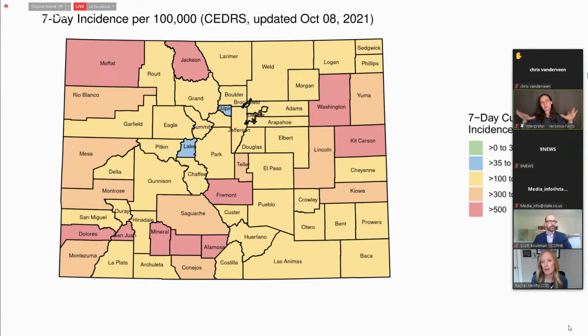And even within this variability by region, we also see variability in each of these counties and whether cases are occurring predominantly among children versus adults. So lots of complexity in the data right now, lots of really epidemics within the epidemic occurring here in Colorado. And with that, I'll hand it over to Director Bookman.